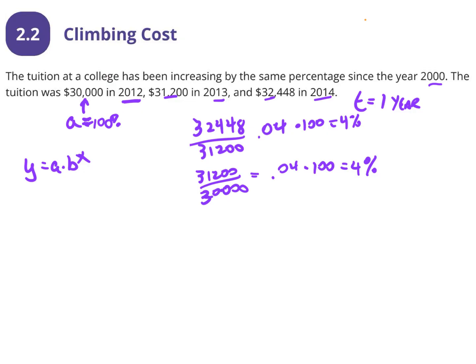Before you start to solve any problems on an exponential function, the first thing you got to do is write your equation, and you have to understand what all the things are. So if I'm adding 4%, I take my 100%, I add 4%, gives me 104%. Now divide it by 100 to get rid of the percentage, I get 1.04. This is your B. This is growth.